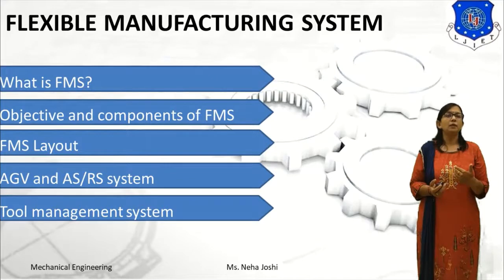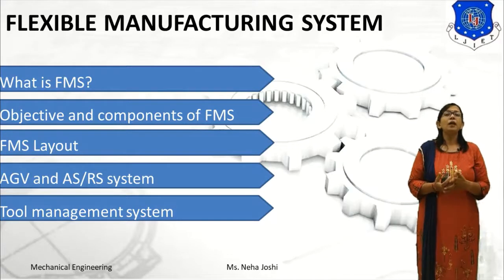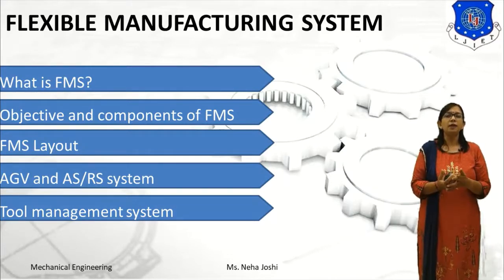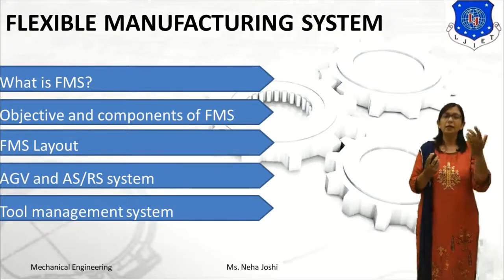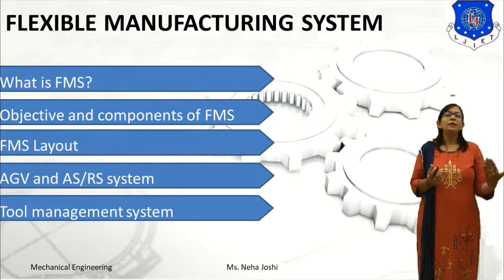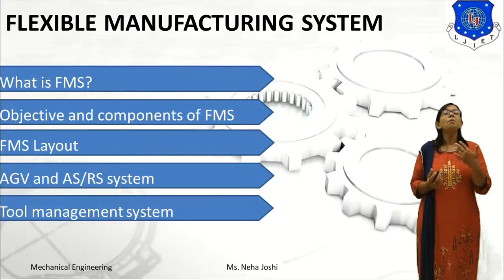Fifth chapter in our syllabus is flexible manufacturing system. Now what is FMS? FMS is a highly automated group technology machine cell consisting of a group of workstations interconnected by an automated material handling and storage system and controlled by a computer system. We will cover various topics in this chapter like what is FMS, then objective and components of FMS, then FMS layout, AGV and ASRS system. AGV means automated guided vehicle and ASRS means automated storage and retrieval system, and most important for automation, tool management system.